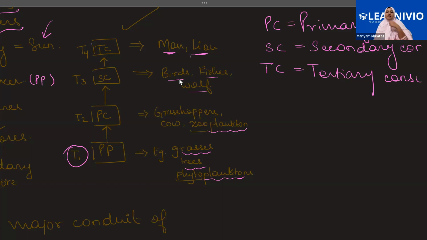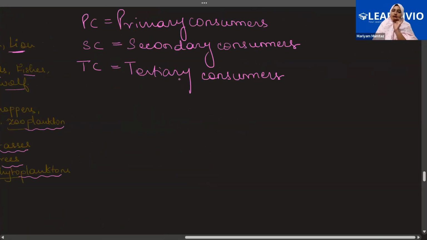And you can say that hyenas eat lions, right? But hyenas eat lion when they die. They don't hunt to eat them, right? So that is why man, lion, they are the tertiary consumers, or you can call them the top carnivore. They are not eaten by any other organism. Clear?